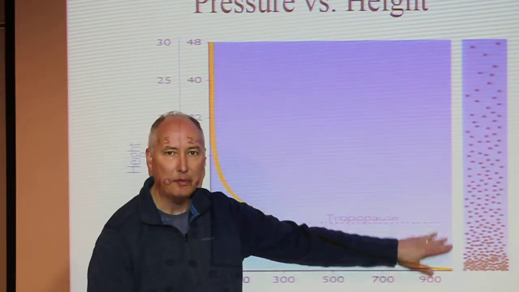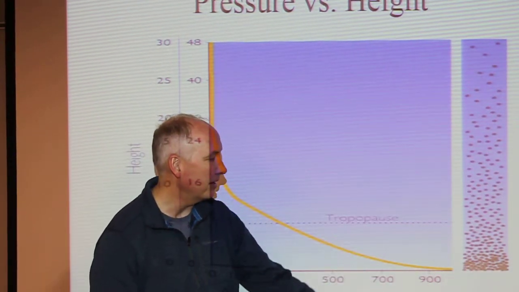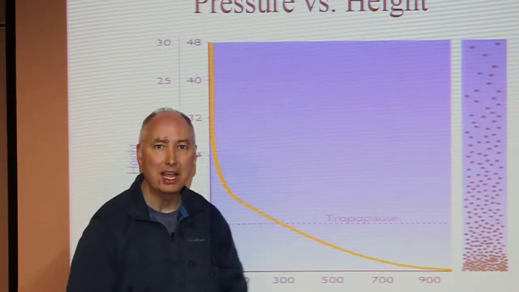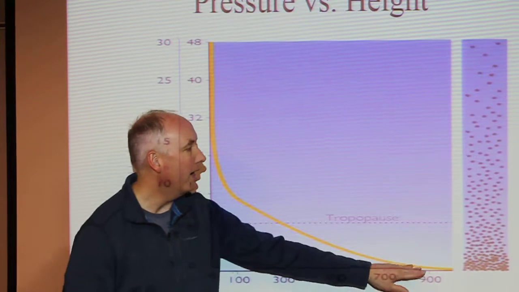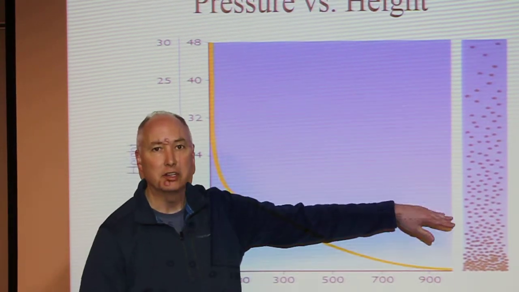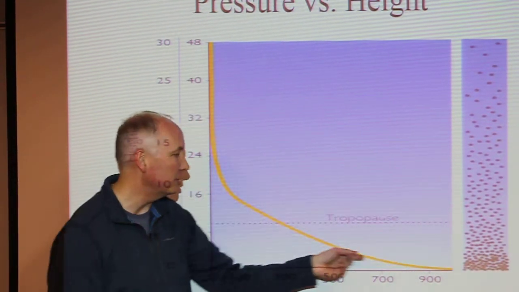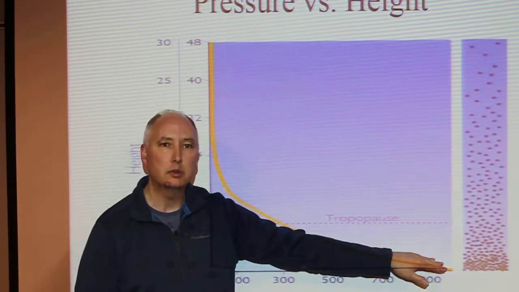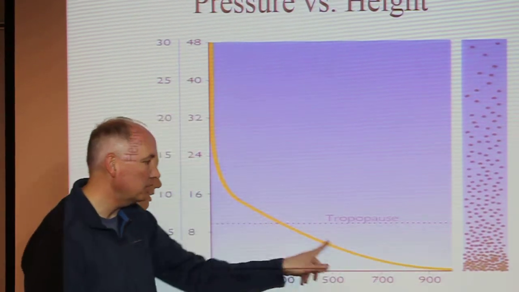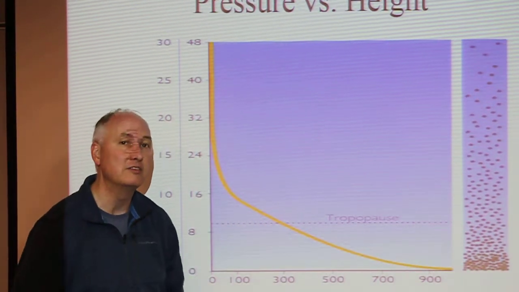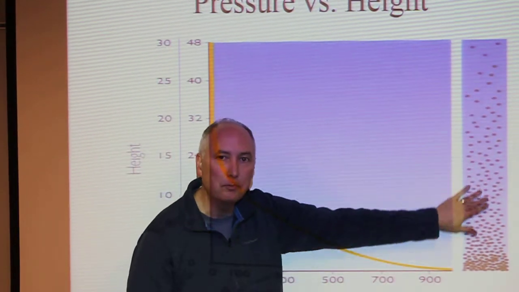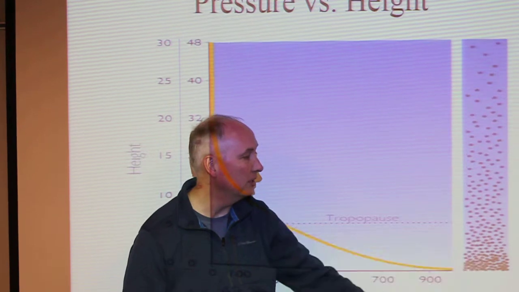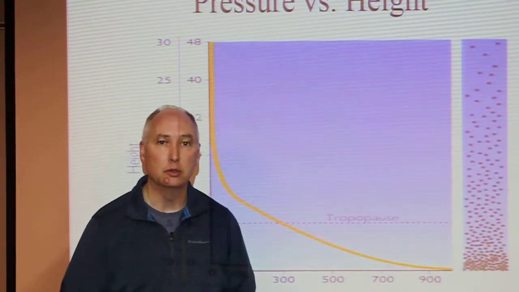The pressure at the surface of the planet is about 1,000 millibars, and pressure is caused by the weight of the atmosphere that's above you. As you move higher in the atmosphere, there's less atmosphere above you, so the pressure decreases. It doesn't decrease linearly, it decreases exponentially, which means that it decreases very quickly as you move up in the atmosphere. And over here, we have a visual representation of the density of molecules.